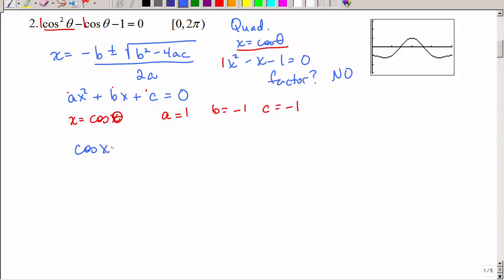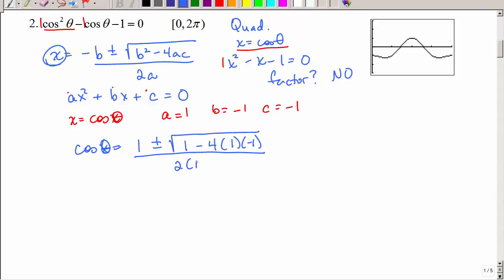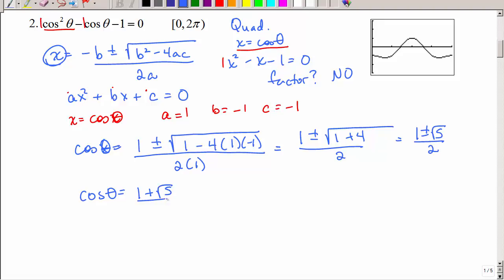So we're going to have cosine theta, not x, but cosine theta equals negative b plus or minus the square root of b squared minus 4ac, all divided by 2a. Now the only arithmetic I did is I squared the b. Let's keep going. So this is going to be 1 plus 4 over the square root of 2. So now I have cosine theta equals 1 plus the square root of 5 over 2. I have also cosine theta equals 1 minus the square root of 5 over 2.